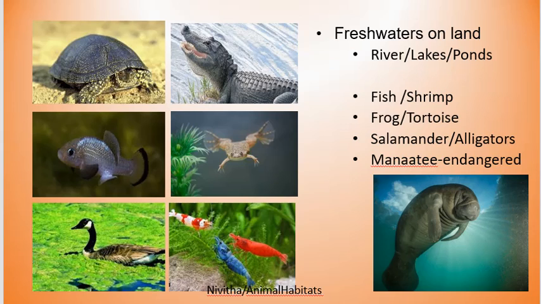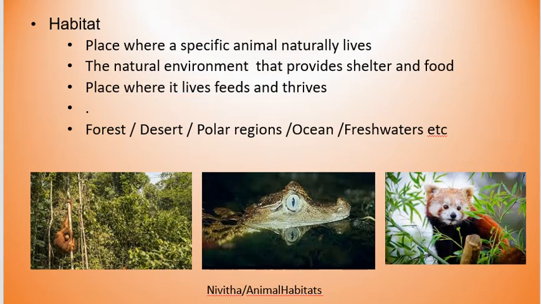And these animals, the place where they live, where they get their food and where they get their shelter is called the habitat. So we have different types of habitat: forest, desert, polar regions, ocean, freshwater. The place where the specific animal finds its food, lives naturally, has its home, is called a habitat.